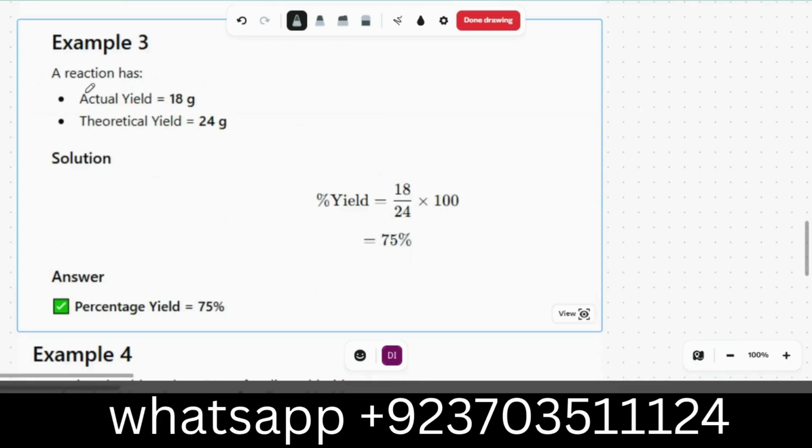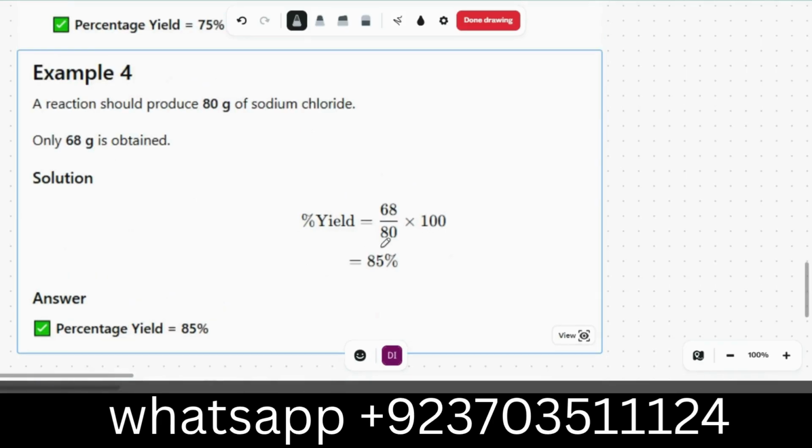Now a reaction has an actual yield of 18 and a theoretical yield of 24. So how are we going to do it? We are going to divide actual by theoretical, that will give us 75%. The reaction should produce 80 grams of sodium chloride and only 68 grams is obtained. So 68 divided by 80 into 100, that is 85%.